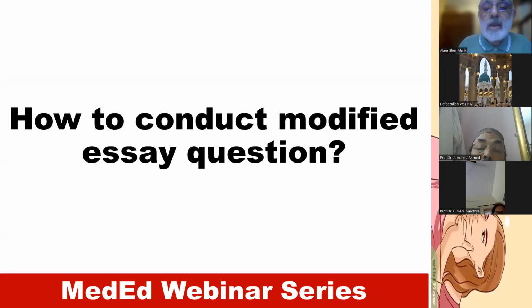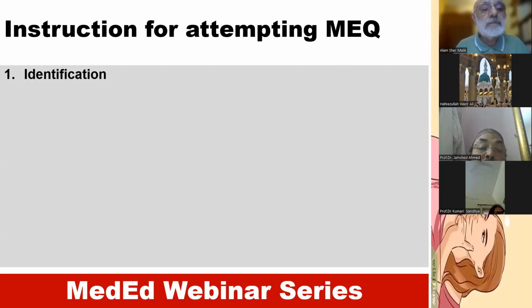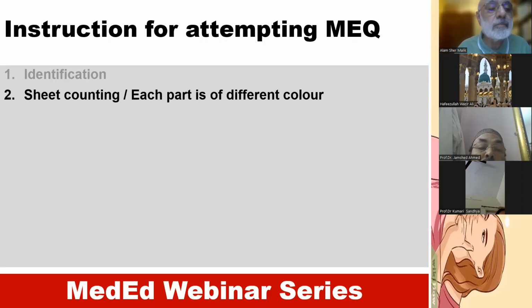The next part: how to conduct a modified essay question, the practical situation. First, we will ask students to enter their metric number. The metric number students have to write at the bottom of the page, so they can write on each page without taking the sheets out from the envelope. Next page, I'll show you the example.